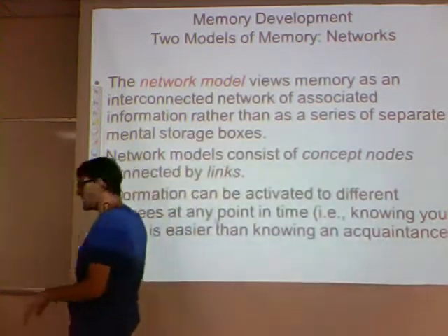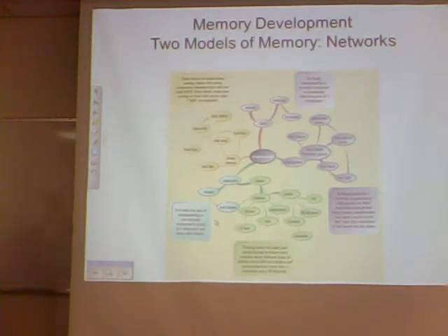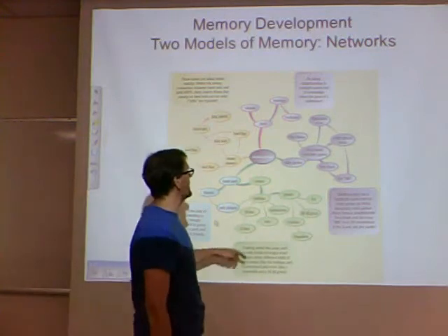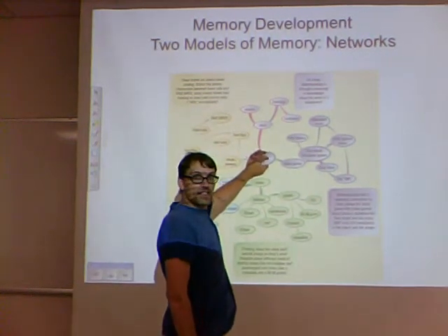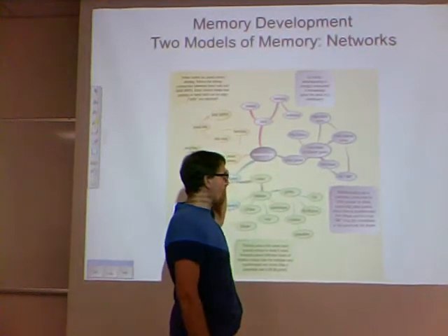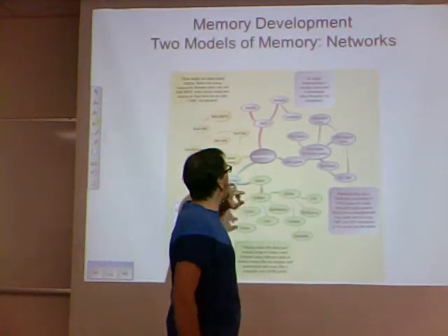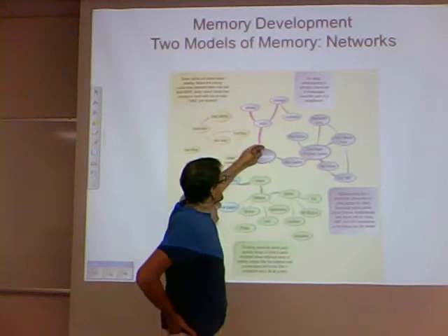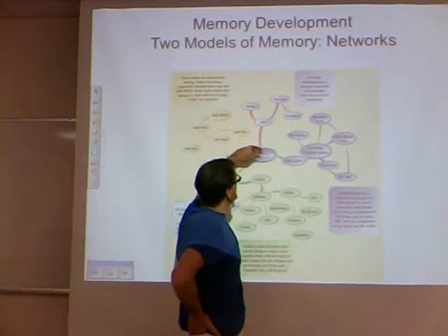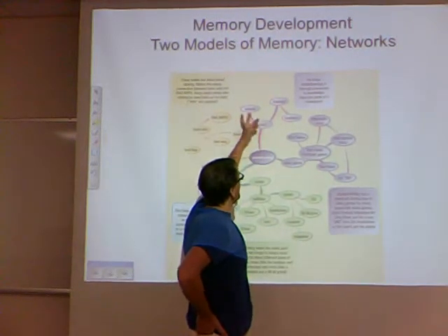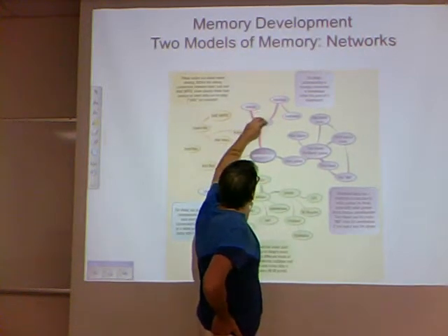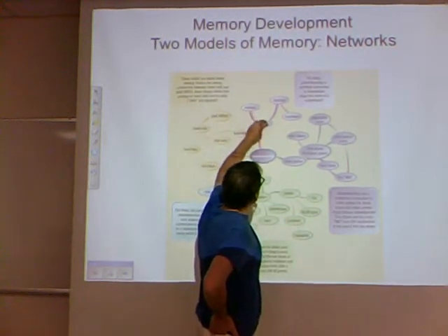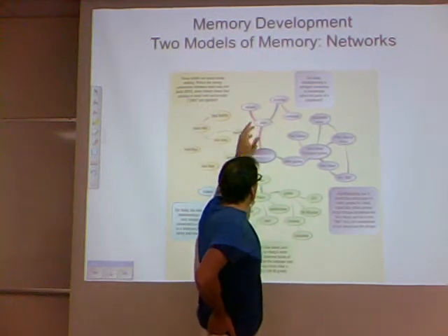Okay? Information can be activated to different degrees at any moment. Let's take a look at a picture of a network model. Here is a network model of skateboarding. Let's say this is some scheme for skateboarding. I don't know what skateboarding is. And so what happens is it's associated with other schemes, like a scheme for deck. I guess deck is the part you put your feet on. And the deck is associated with the wheels, and the deck is associated with the bearings, etc.